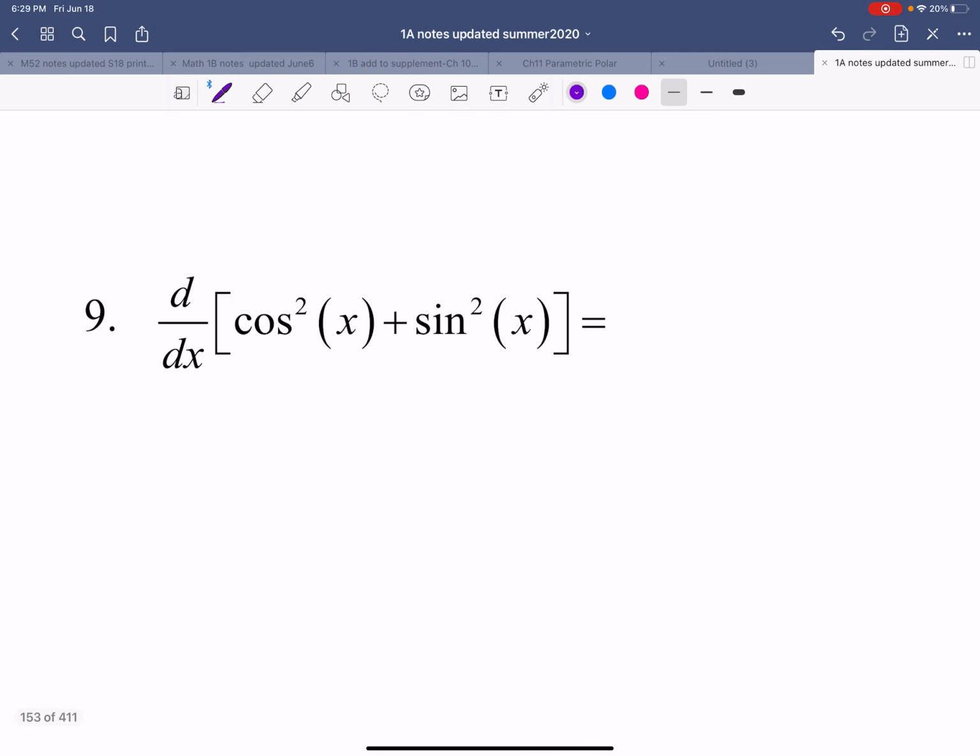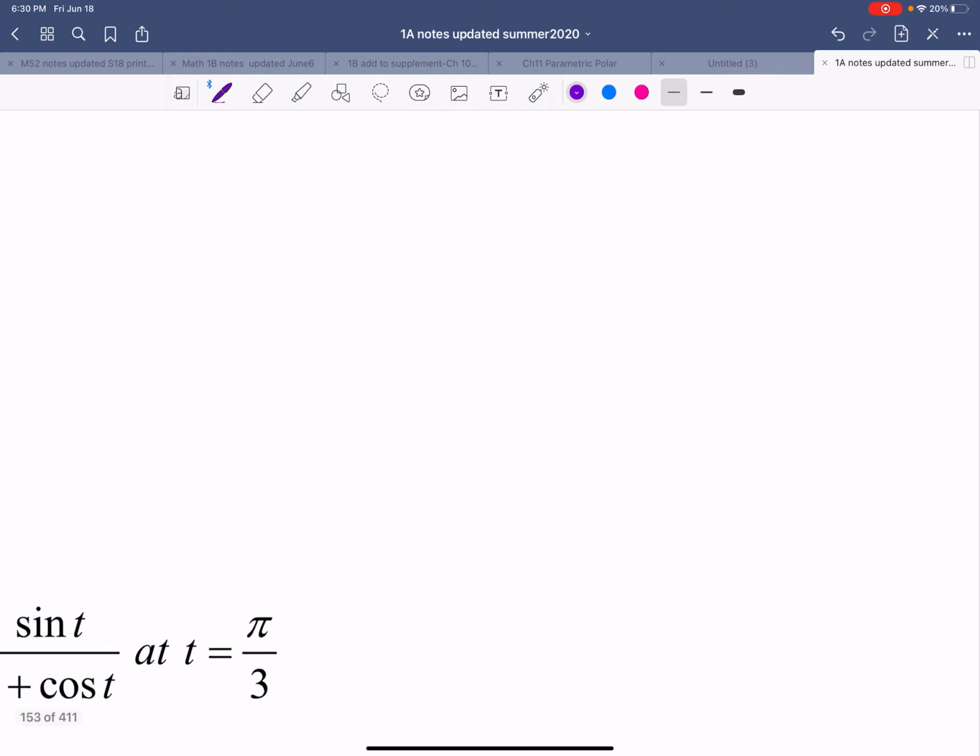Next, we have derivative of cos square x plus sine square x. We know cos square x plus sine square x is Pythagorean identity, and that is equal to 1, and derivative of 1 is going to be 0 because 1 is a constant. Derivative of 1 is 0.